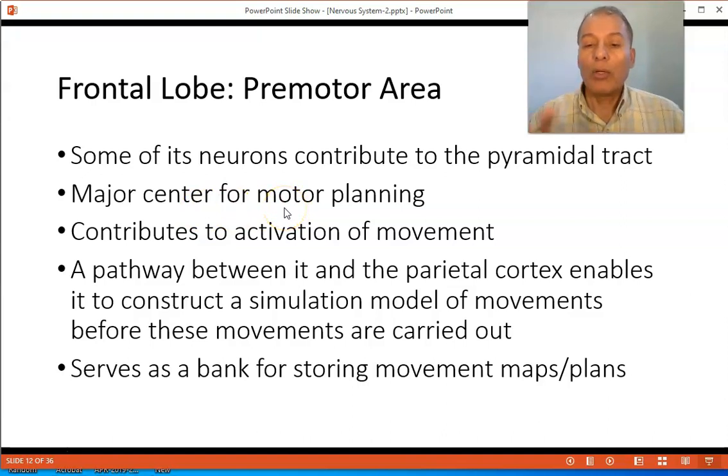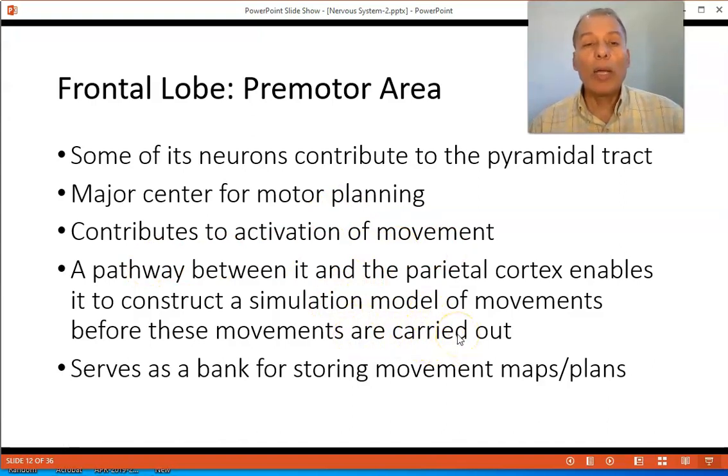Before you speak, your brain will construct a linguistic script of what you're going to say, and it will construct a map for the motor activity that you are going to produce. It integrates the motor with the linguistic, and it rehearses it multiple times before you actually activate your muscles of speech. So the premotor area contributes to the motor planning and contributes to the activation of movement.